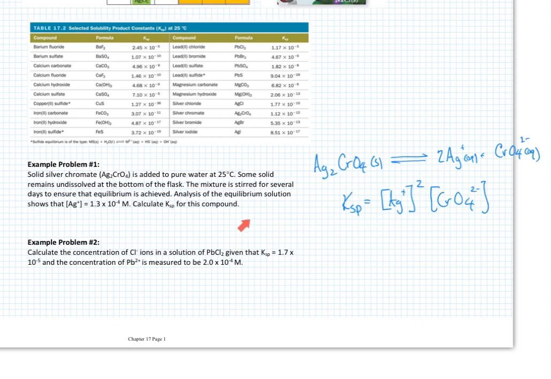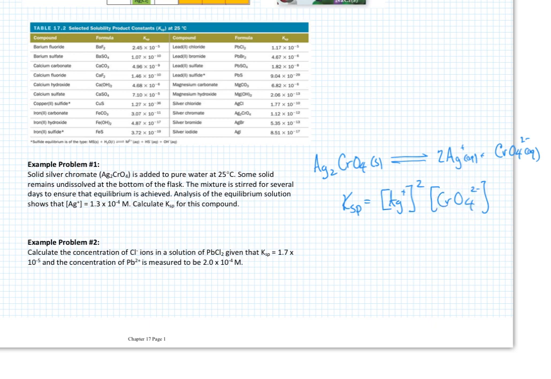So you notice if we want to calculate, it's asking to calculate KSP for this compound. If we want to calculate it, we need the silver ion concentration, which is given to us in the problem, but we also need the chromate ion concentration, which is not given to us in the problem. So we are going to need to figure out what this concentration is, and we can do that from stoichiometry. We know that for every 2 moles of silver ions that get produced, 1 mole of chromate ion gets produced. So we can use a stoichiometry type expression to figure out what this chromate ion concentration is.